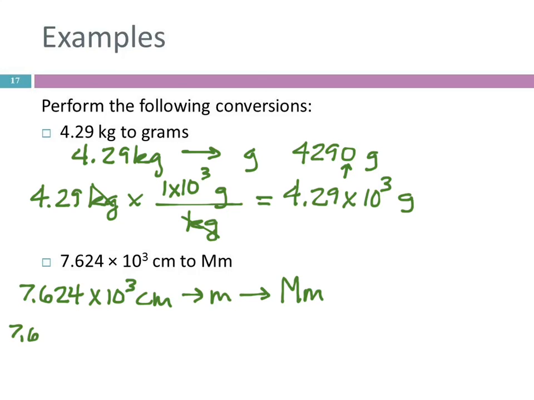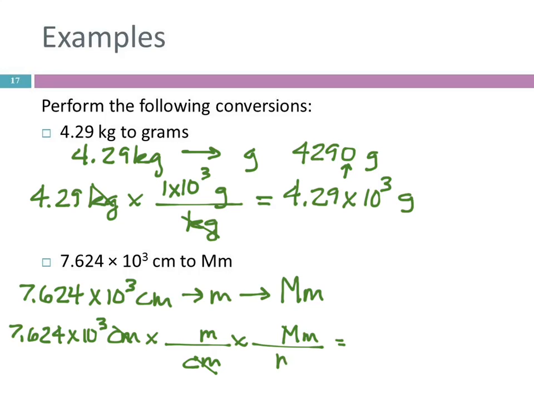So here's our work, 7.624 times 10 to the third centimeters, 2 arrows, 2 fractions. Dora says centimeters to meters to megameters. So we're going to write centimeters to meters to megameters. The previous unit becomes the denominator because we want to cancel out those units. And so meter comes down here. So the units cancel out.